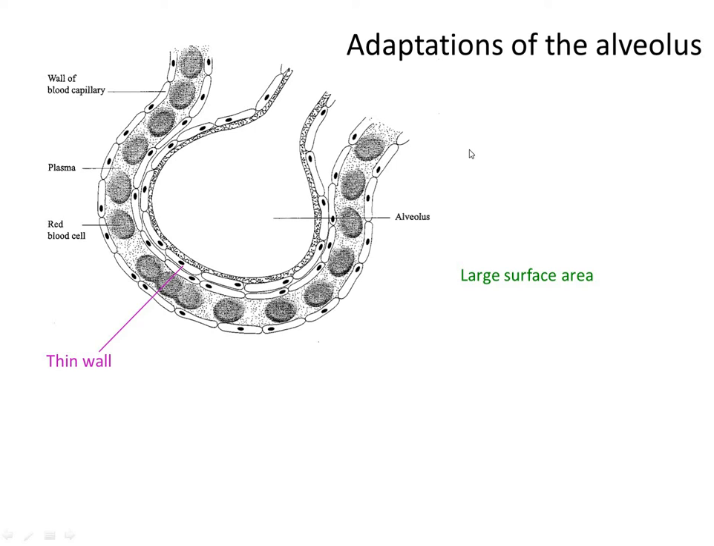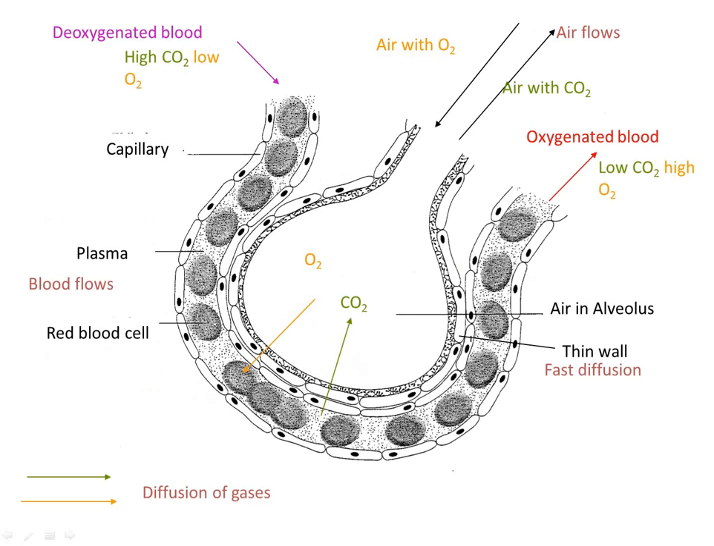So the adaptations are: alveoli have a large surface area created by their bubble-like or grape-like shape, and because they're so numerous. They have thin walls. The alveolus walls are only 1 cell thick. They have a moist lining, and they have a very good blood supply. The alveoli are all wrapped with lots of capillaries.